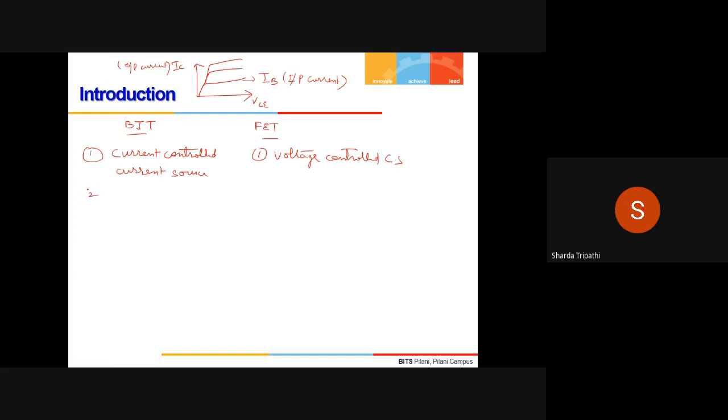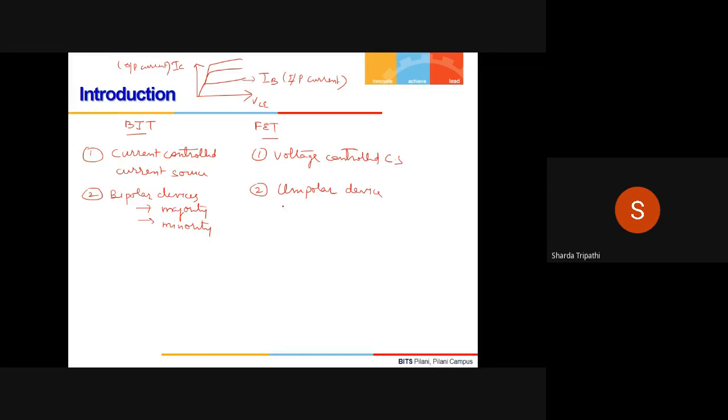The second difference is, if you remember, in case of BJT, we said that these are bipolar devices. So what do you mean by bipolar devices? That means the current in the case of BJT flows because of the presence of majority carriers, also because of the presence of minority carriers. There are two types of current in the BJTs, whereas in case of FET, this is a unipolar device.